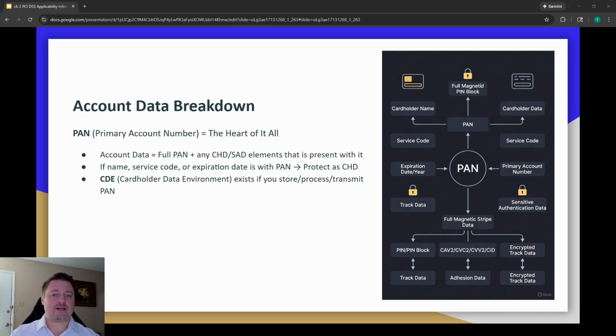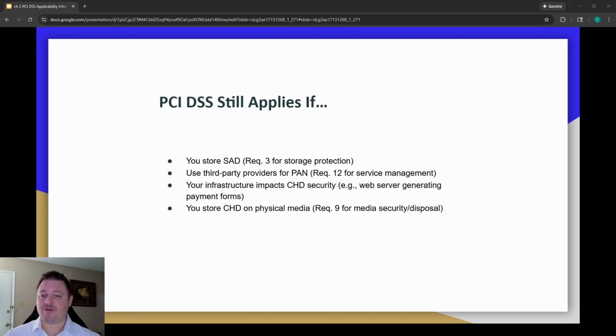CDE is another acronym that's widely used, and it's called Cardholder Data Environment. This exists if you store, process, or transmit the PAN, which is the primary account number. Now, you might think you're off the hook if you have no primary account number, but sadly, if you get the sensitive authentication data, which is like the CVV or the expiration date, that alone will trigger the rules.